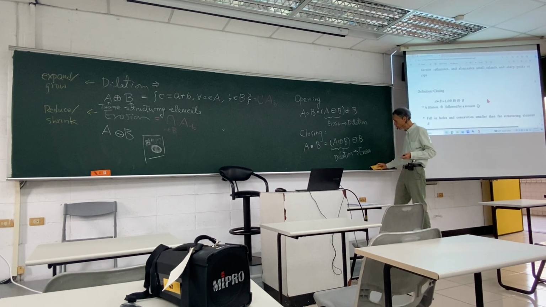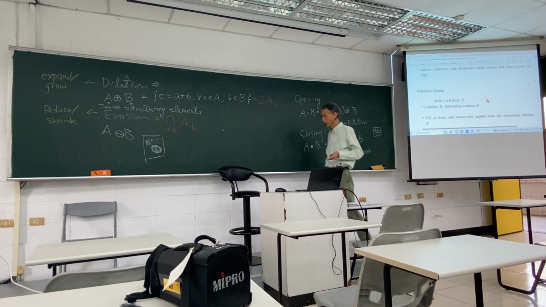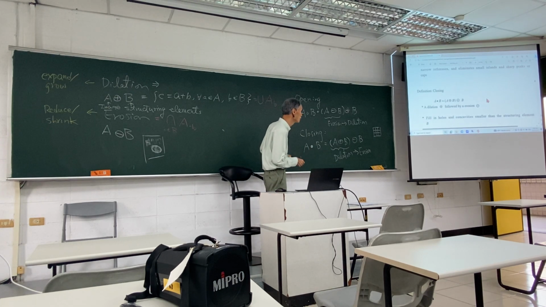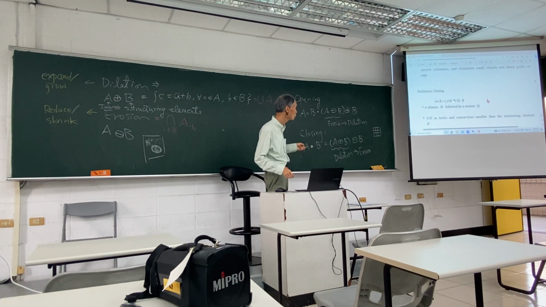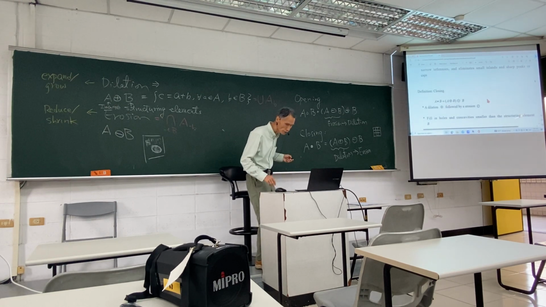If you have no idea what size to use, usually we simply apply a 3x3. As I mentioned, applying a 3x3 structuring element twice is equivalent to 5x5, and one more time is equivalent to 7x7. So for closing, you try to fill empty space, small holes or concavity that's smaller than B. Any questions so far?